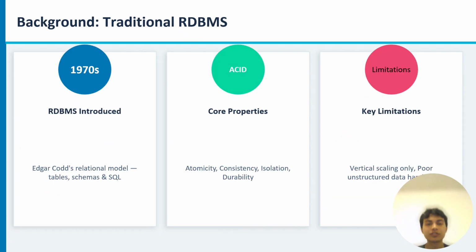So traditional databases or RDBMS have been around since the 1970s and are based on structured tables and fixed schemas. They are popularly known for ACID properties, which ensure reliability. So let's break that down clearly.